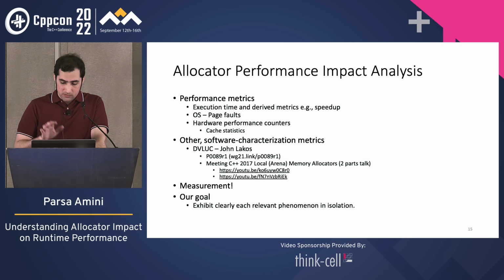In his talk, he identifies 5 dimensions that can be used for assessing allocators. He came up with the abbreviation DEVLOC: density, variation, locality, utilization, and contention. We are simply focusing on locality here, mostly. Once we have performance metrics that we can measure, we can start collecting data.